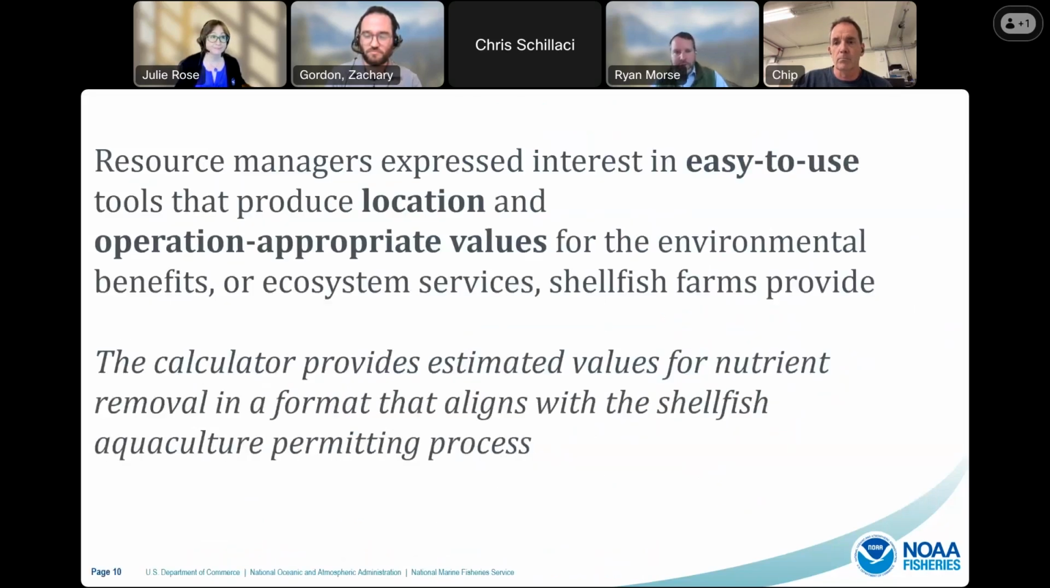All right, thank you for that, Julie. So really the impetus for this calculator was based on feedback from resource managers who were interested in easy to use tools that produce location and operation appropriate values for these ecosystem services. So that's what we set out to do, build a simple tool based on robust data. It's all based on open source work. We have links throughout the calculator itself to all of the data, to the manuscripts that describe the process, and we've been trying to be as transparent and open as possible throughout this process.